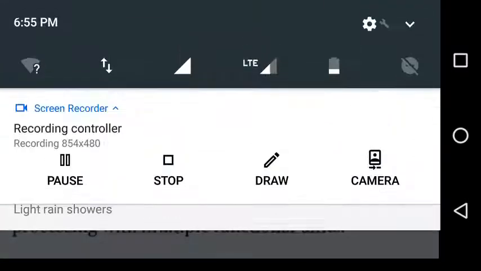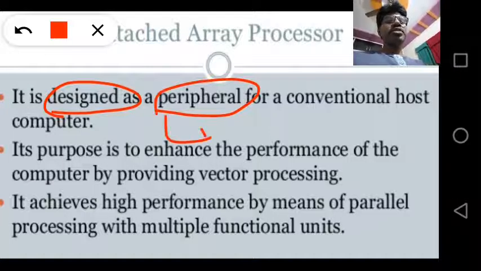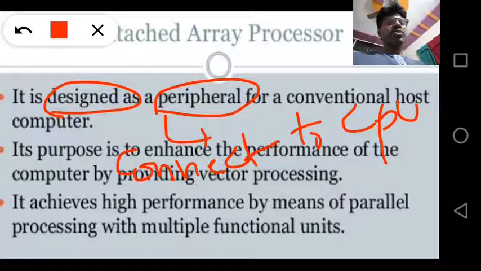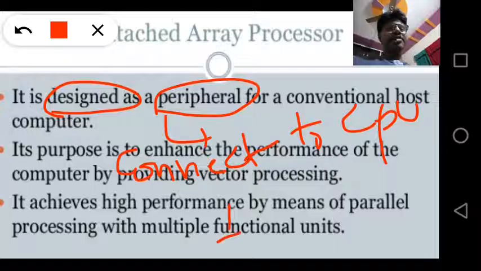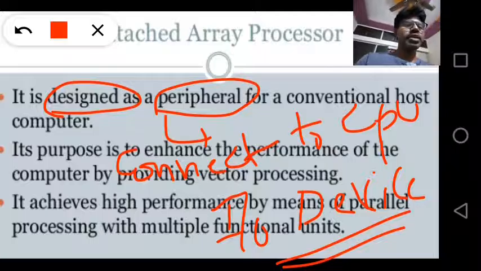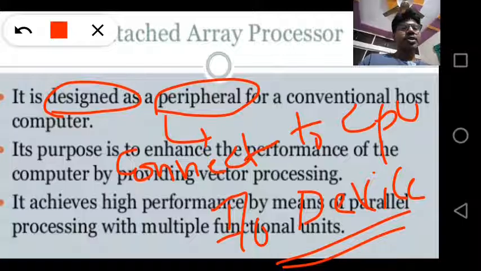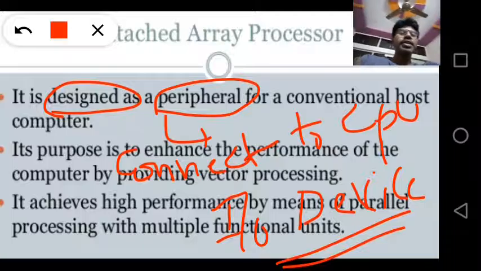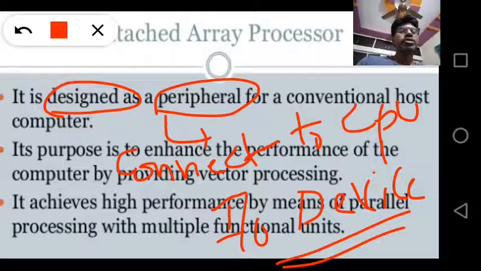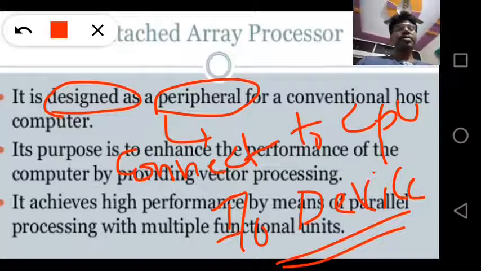What he wants to say is that when I say an array processor is designed like a peripheral, it means you can connect it to a CPU just like an IO device. In the same way you connect an IO device to a CPU, you can connect this attached array processor. The name itself says you can attach it to a CPU, the conventional host computer.